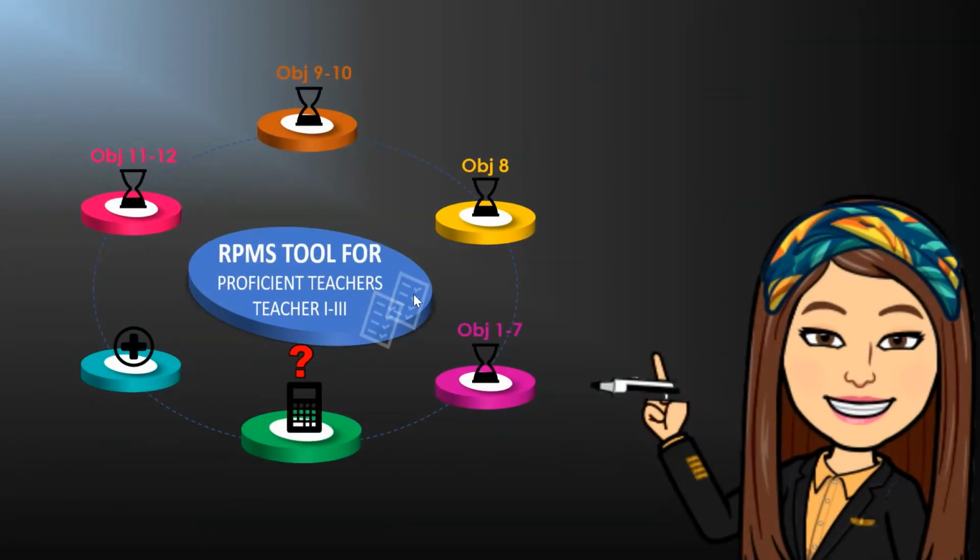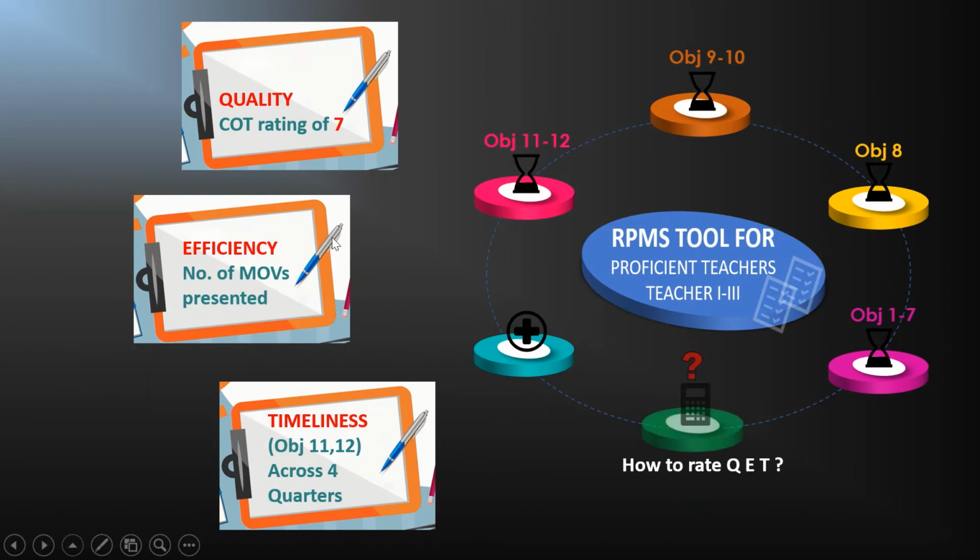After we have accomplished the ESAT, now let's move on and take a look on how the Teachers 1 to 3 are being rated. So we have there the QET. So yung ating pong quality doon ay given na. So we can only get a rating of 5 or perfect 5 if our COT rating for the objective is 7. Kapag 7 po ang rating sa COT, automatic po ay 5 ang equivalent.